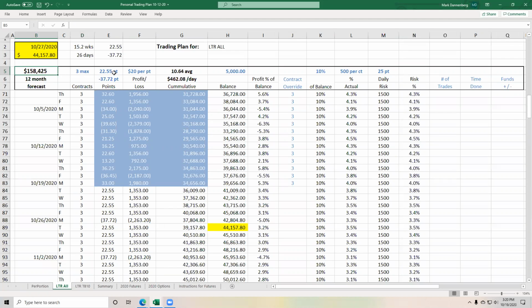But based on our run rate forecasted forward, having started with $5,000 in the account, we have a potential income of $158,425. I say potential because, frankly, I don't know in the next few weeks or months how these averages are going to change.